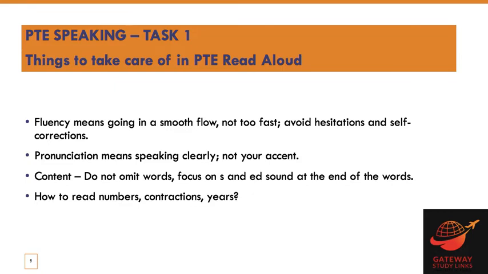Now, things to take care of in PTE read aloud. Fluency means going in a smooth flow, not too fast. Avoid hesitations and self corrections. For example, you say, "Oh, sorry, sorry," and you start again. For example, I was reading the line, fluency means, and I said, "Oh, no, no. Fluency means going in a smooth flow." Do not do that, okay? Read it properly. Fluency means going in a smooth flow, not too fast. Avoid hesitations and self corrections. That's how you have to do it.